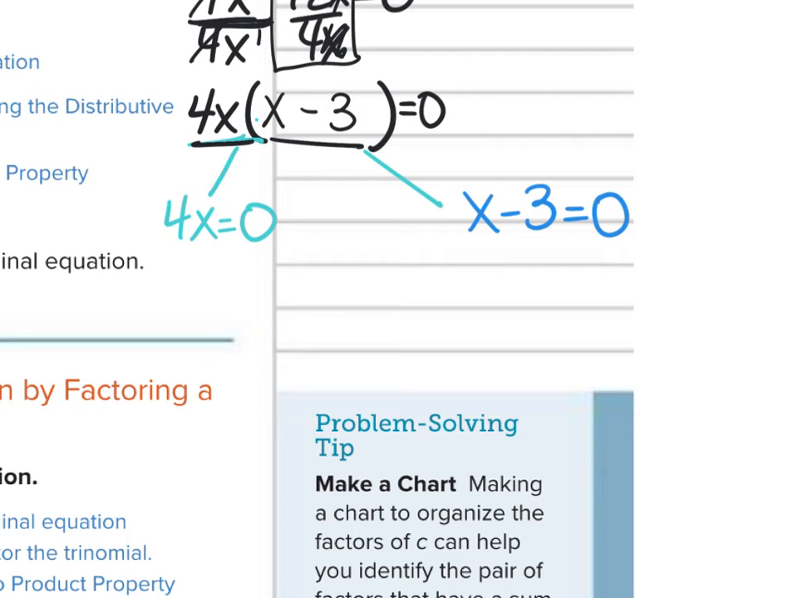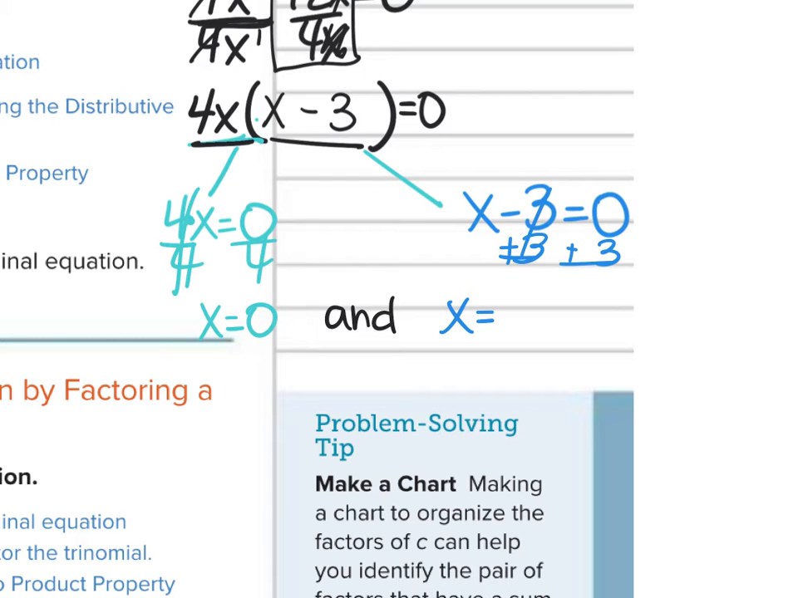Hey, Tori, how do I solve the one on the left? This is 4 times x. So what do I do? Opposite of times is divide. So what's 0 divided by 4? 0. Okay, so that's one answer. And, Libby, what would I do on the x minus 3 equals 0 to solve? Add. And 0 plus 3 gives you x equals what? 3.